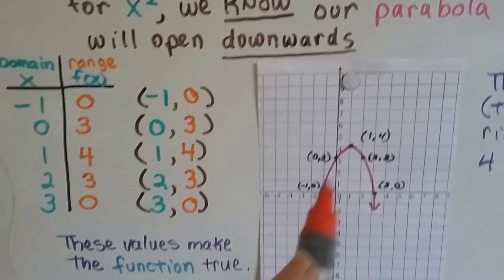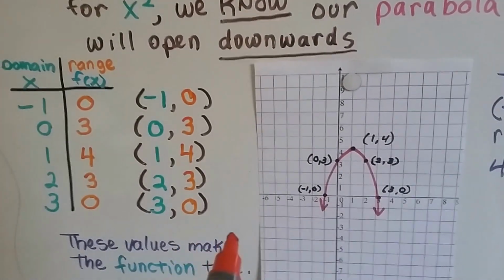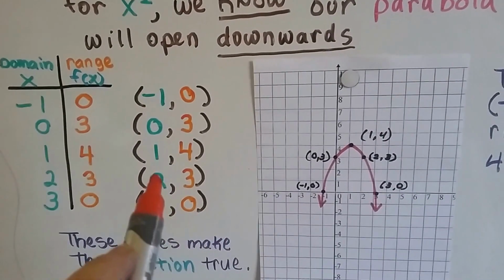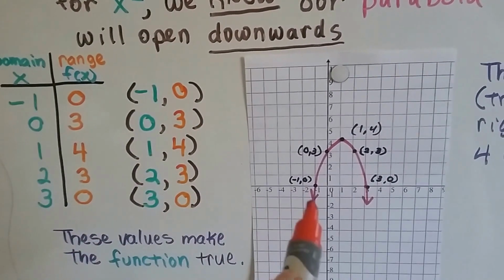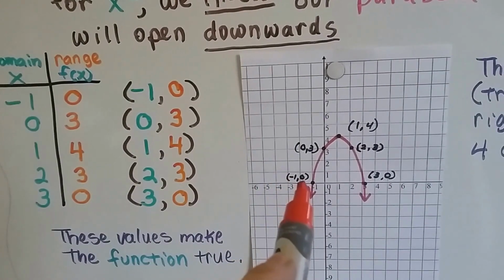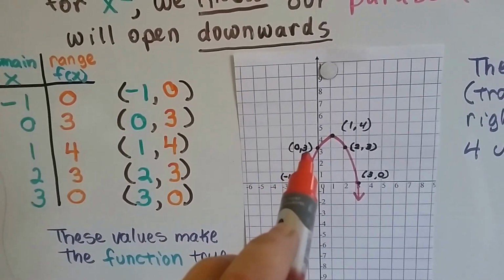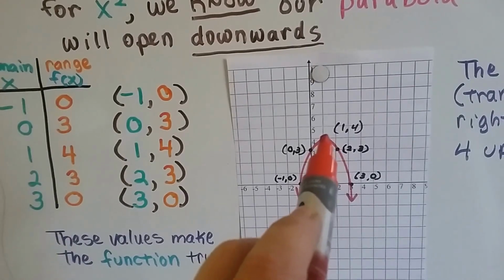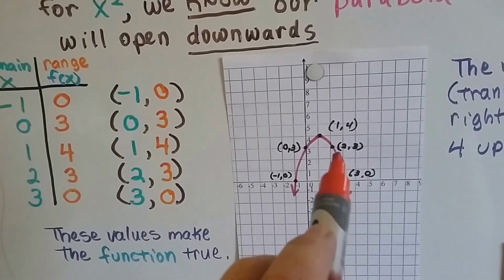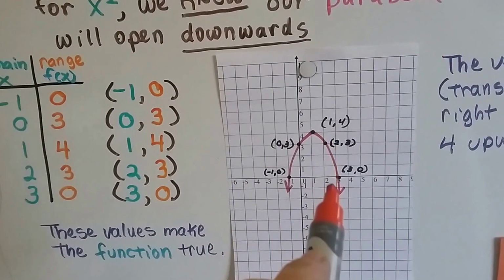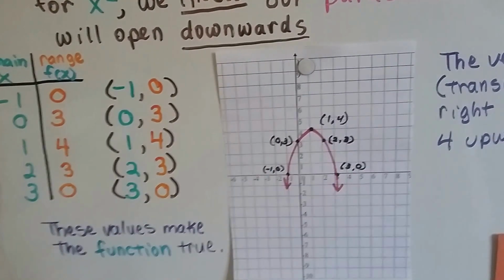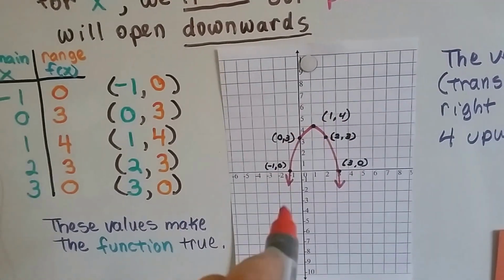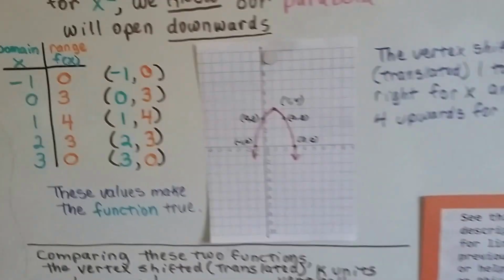And it's facing downwards because we have that negative coefficient for x squared. And we plug all of these points into here, and we have our -1, 0, we have our 0, 3, we have our 1, 4 for our vertex right here. We've got our 2, 3, and we've got our 3, 0. And we can see it's upside down. See that? And the vertex shifted.